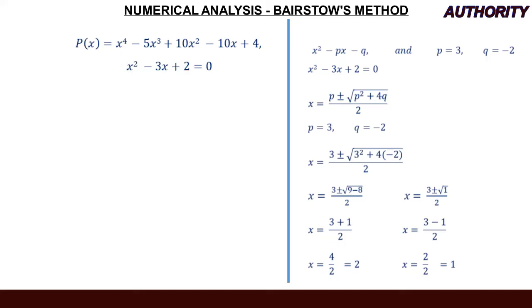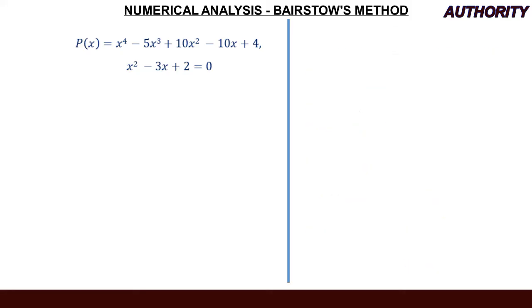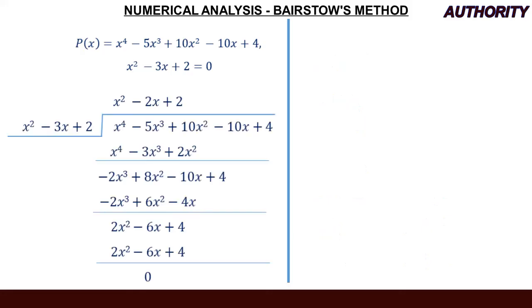Are we together? So when you are using synthetic division, you look for p and q. Are we together? And then you know that your p is 3 and q is minus 2. So you can use the table and extract it. Or if you want to use long division, look at long division here. You use your long division and perform it like this.